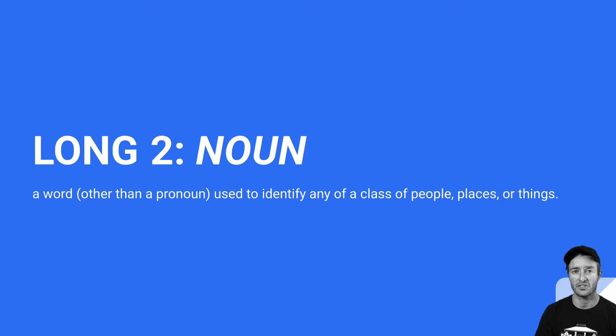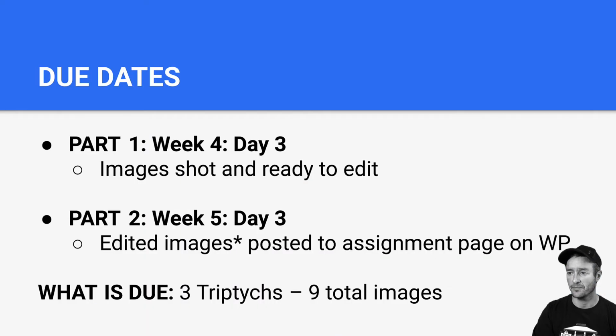This assignment is called Noun, as defined as a word other than a pronoun used to identify any class of people, places, or things. Okay, people, places, or things. So in this long assignment, we're again going to be breaking this up into parts. We've got 2 parts for this assignment.